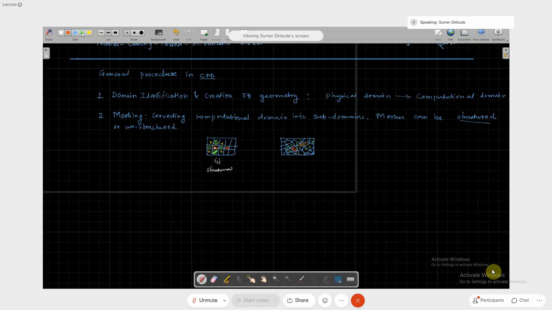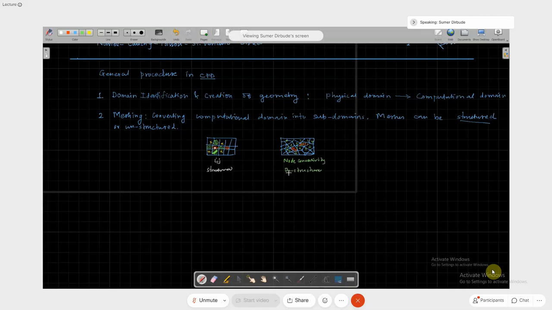So here node connectivity information is very important. For every node, for example if you consider this element, this is one node for which you need to know the connectivity. For this node there may be 1, 2, 3 nodes connected. For this, maybe 1, 2, 3, 4, 5 nodes are connected. Node connectivity is important, and it is called unstructured.